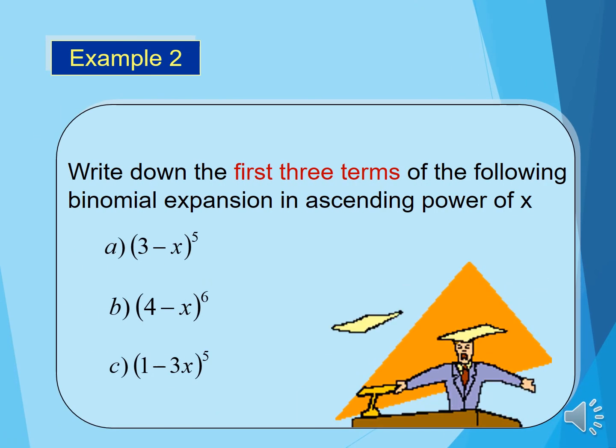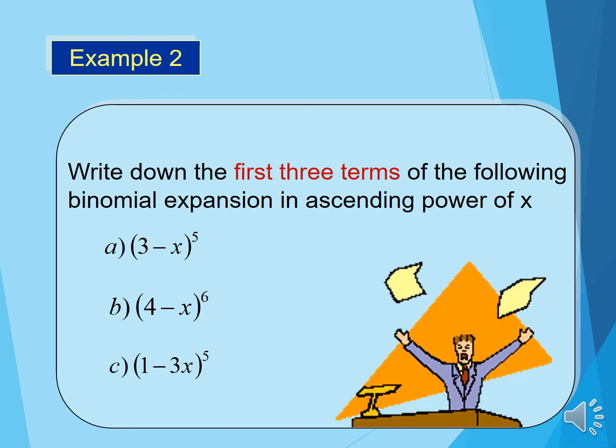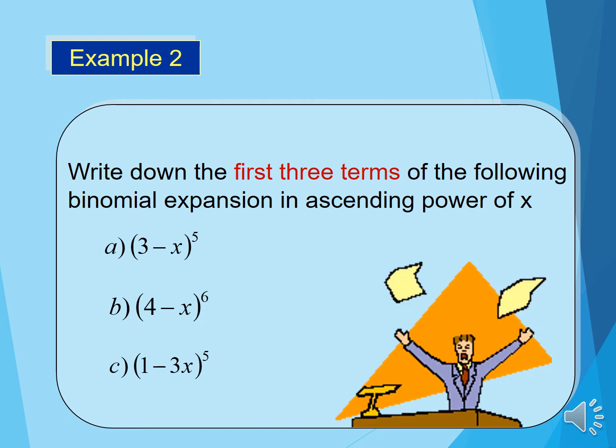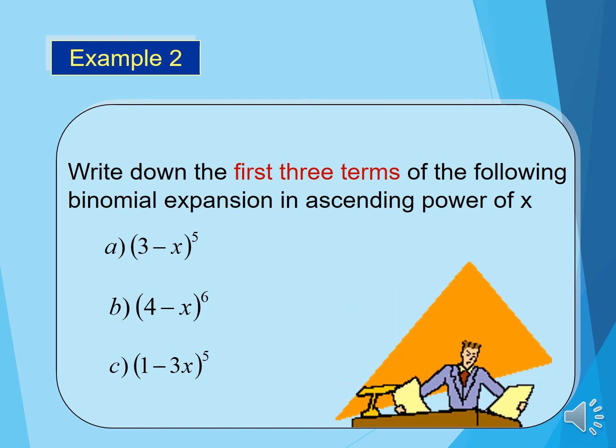Example 2. Write down the first three terms of the following binomial expansion in ascending power of x. A. (3 − x)^5. B. (4 − x)^6. C. (1 − 3x)^5.